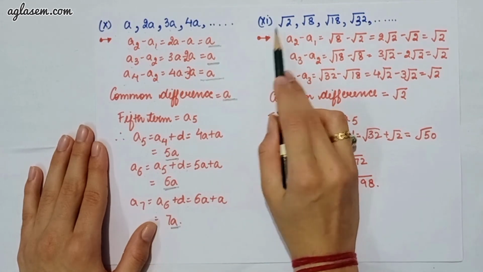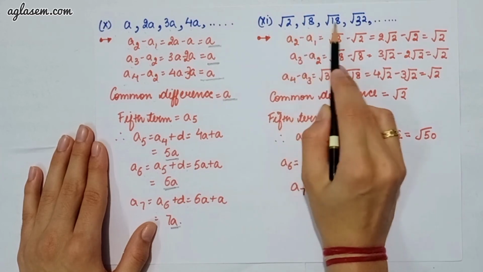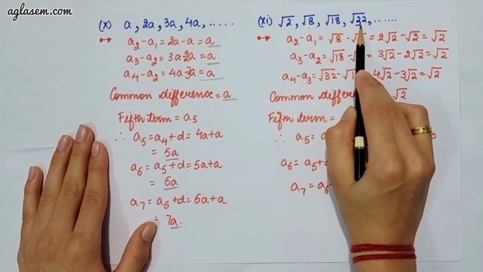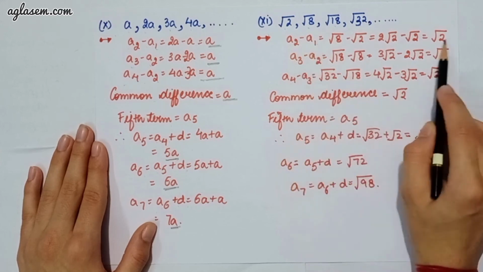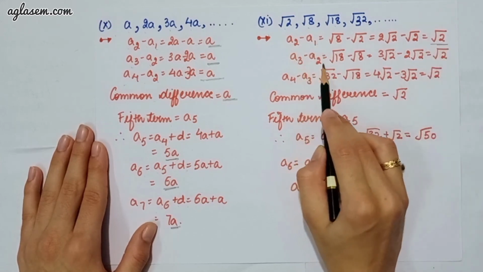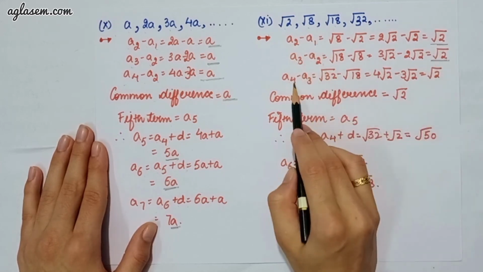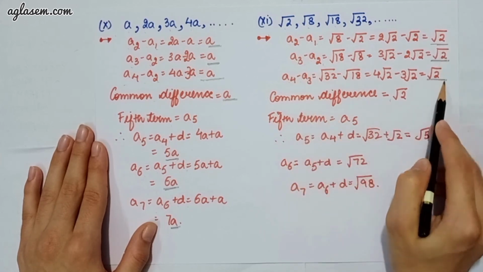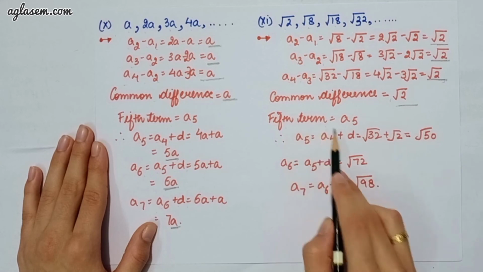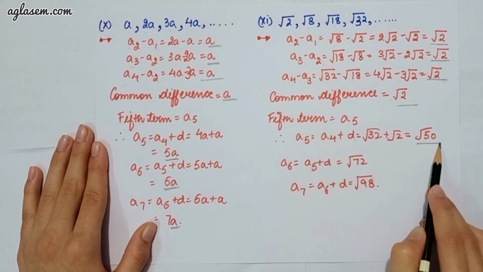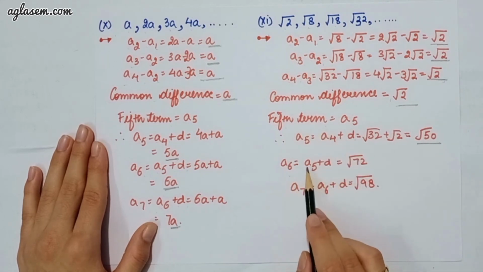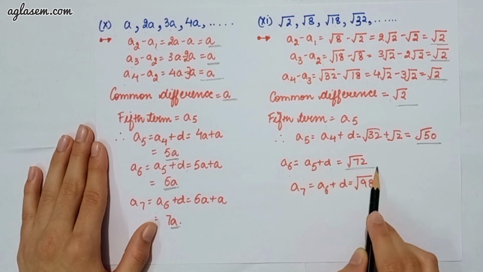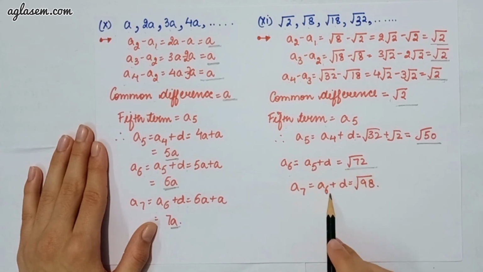11th part says root 2, root 8, root 18, root 32. So again A2 minus A1 will give you root 2, A3 minus A2 will give you root 2, A4 minus A3 will give you root 2. So here the common difference is root 2 only. So 5th term will be A4 plus D that will give you root 50. 6th term will be A5 plus D that is root 72. 7th term will be A6 plus D that is root 98.